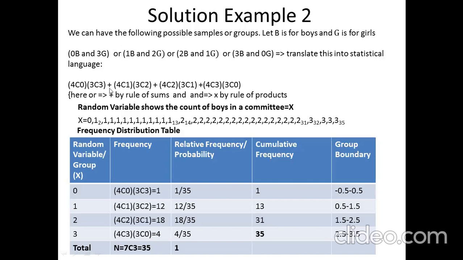Then after this 1 zero, we would have 4C1 into 3C2. That is X containing value 1. And the product of 4C1 and 3C2 equals 12. So this means after 1 zero, we would have 12 ones. That is, till the 13th value of the data set, we would have ones.